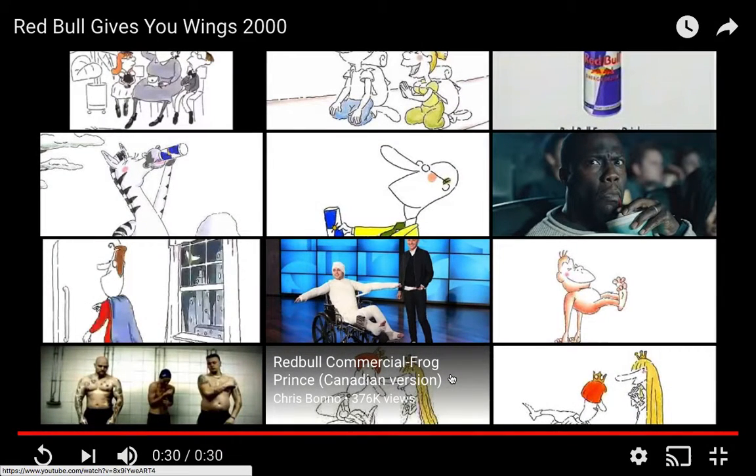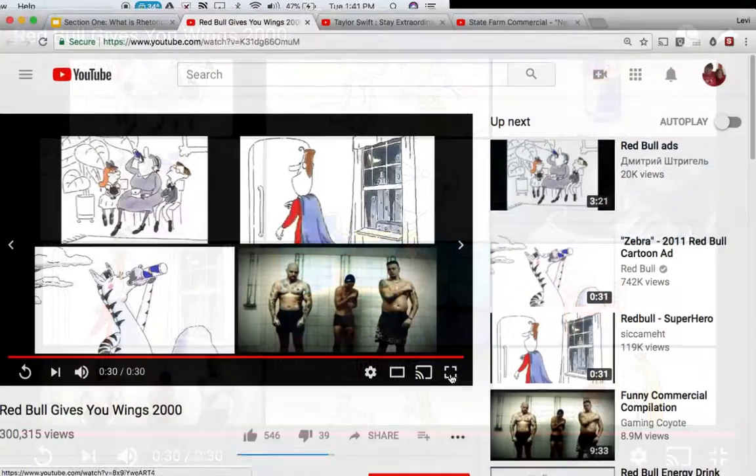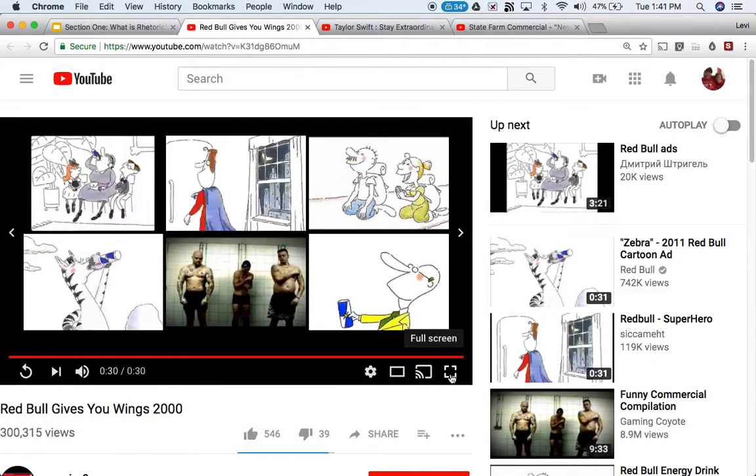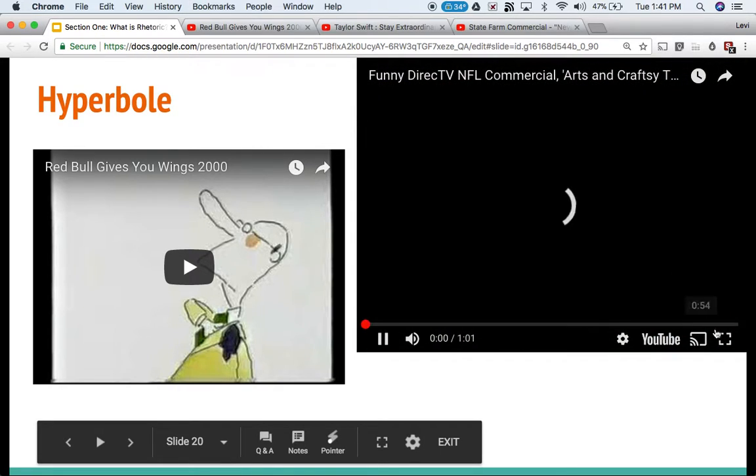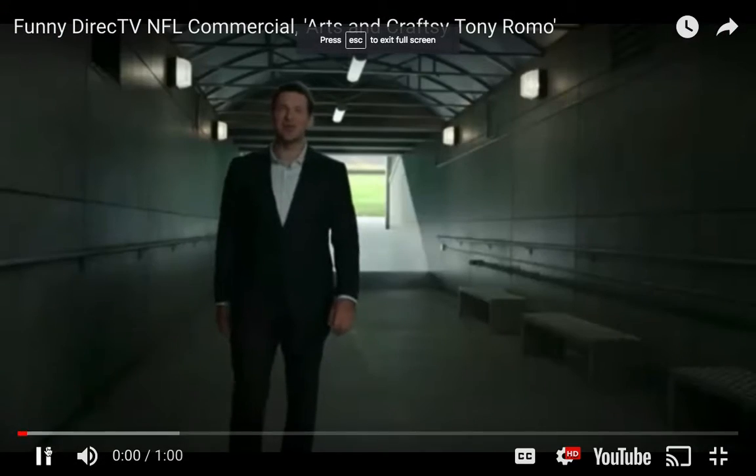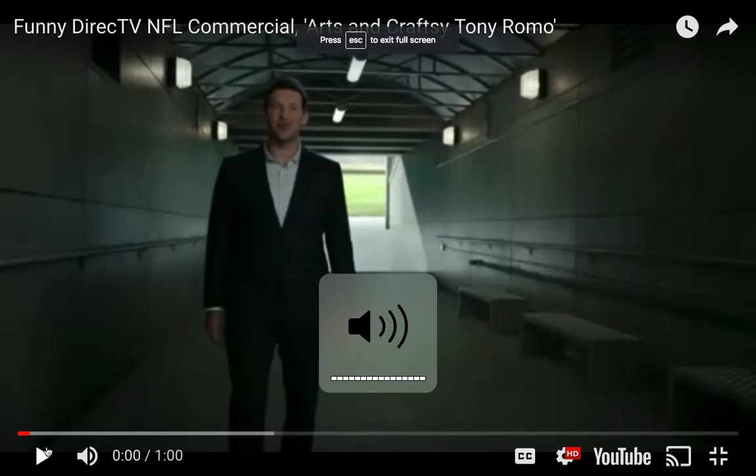Gives you wings. All right, so if you're thinking about what the hyperbole is there, the idea that Red Bull really doesn't give you wings. They're being hyperbolic. They're exaggerating just to prove the point that it gives you energy. And so that's being hyperbolic. Here's the next one. And this one is comparing two different things, okay?